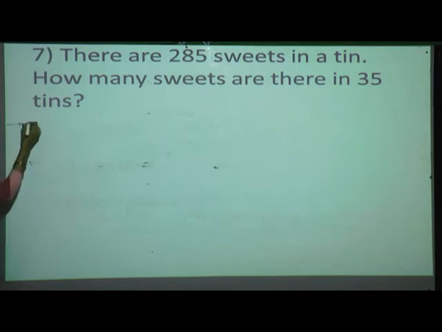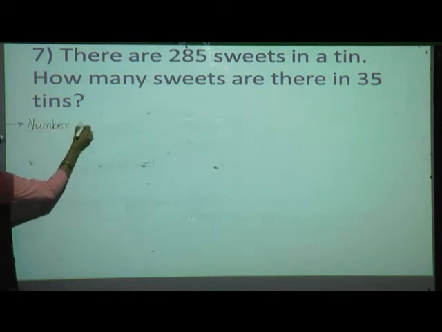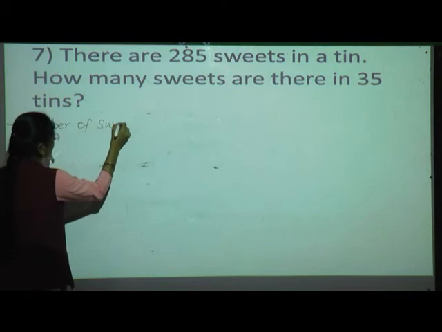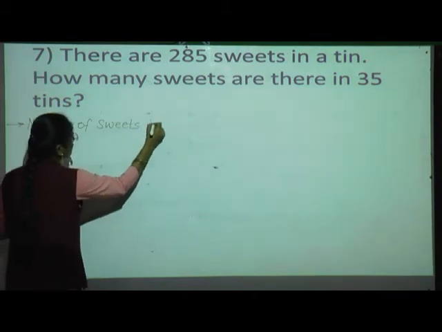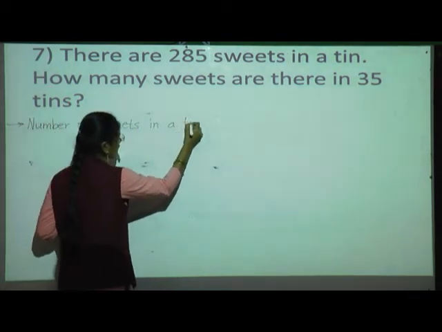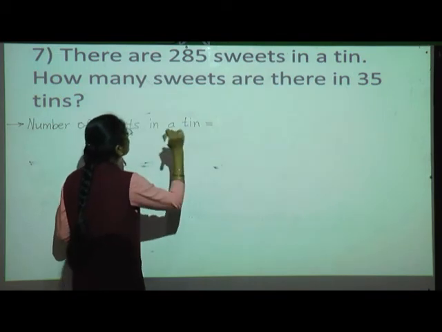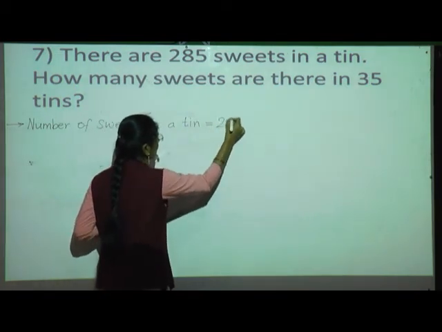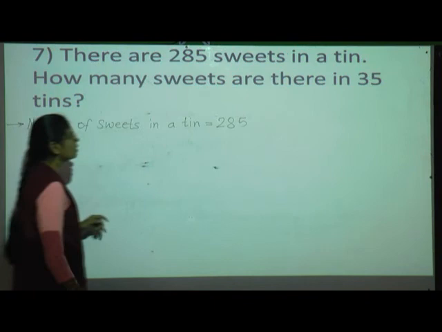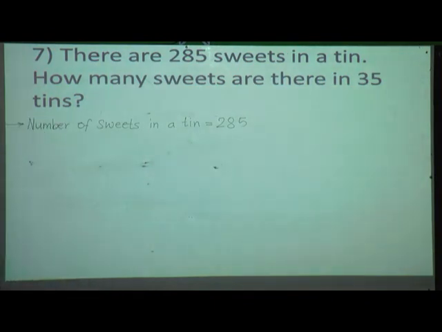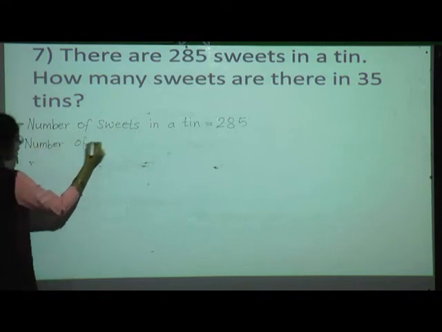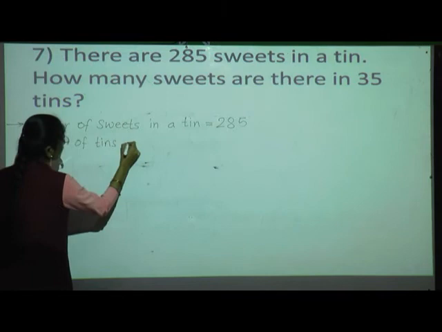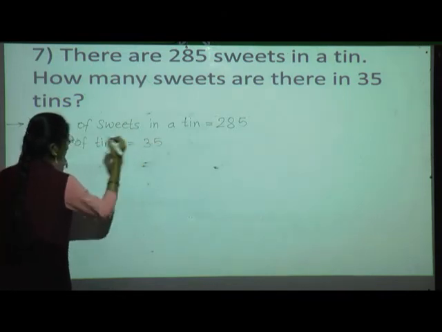So what we will write? Number of sweets in a tin. In one tin, how many sweets are there? In one tin there are 285 sweets. Now, how many tins are there? Number of tins is equal to 35. There are 35 tins.